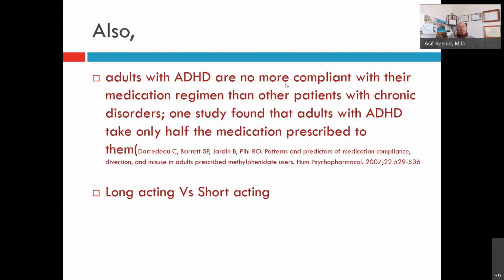Adults with ADHD are no more compliant with their medication regimen than other patients with chronic disorders. They only take half the medication prescribed to them. So it's pretty standard, about 50 to 60% compliance and adherence rate. And a lot of times patients come to me and say, medicine is not working. Okay, when did we meet? 2 months ago. I gave you a 1 month supply. What happened? Oh, yeah, I swear I've been taking it till yesterday. So unless the pills are multiplying in the bottle by themselves, you cannot do that.